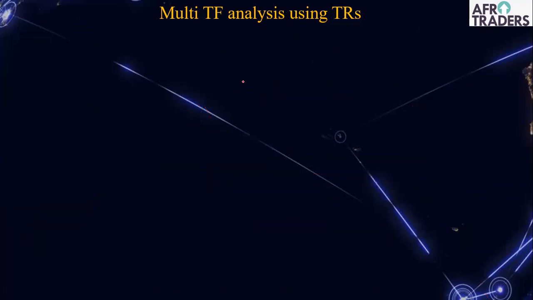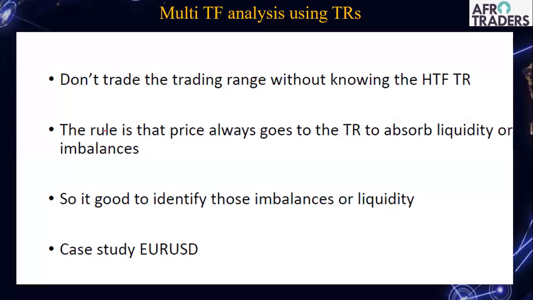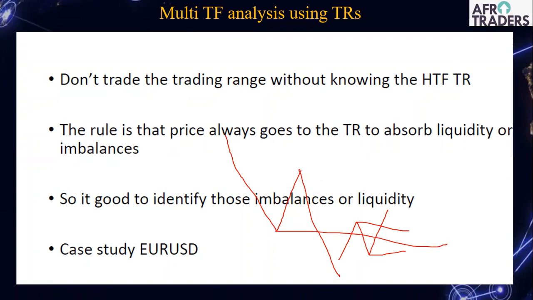Okay, but we can do multi-time frame analysis just to get a perspective, the bigger picture of the market using the trading range. So for instance, the first rule is that you don't trade the trading range without knowing the higher time frame trading range. Whilst you are looking at the TR, let's say this is a 1-hour TR, what does it say? What does the 4-hour TR say? For instance, we may have a trading range that has been unfilled here. This is the 4-hour trading range or the daily trading range.